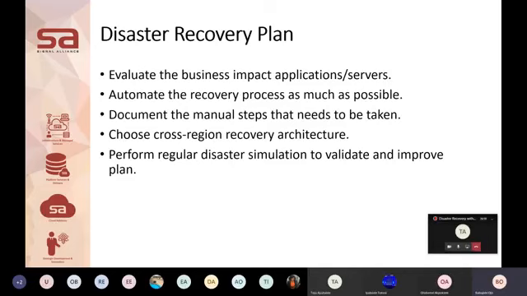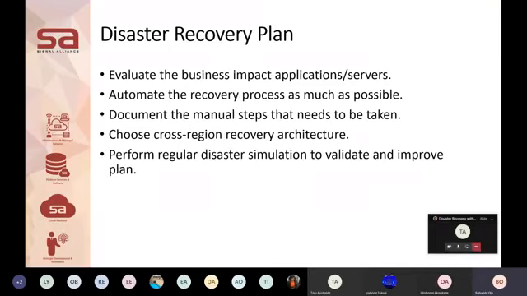I also talked about documenting manual steps that need to be taken. Even when your process is automated, we know that in case of disaster recovery, not every process from end to end can be automated. So even when you still need to get into the server and run a script, you want to ensure that that process is documented.